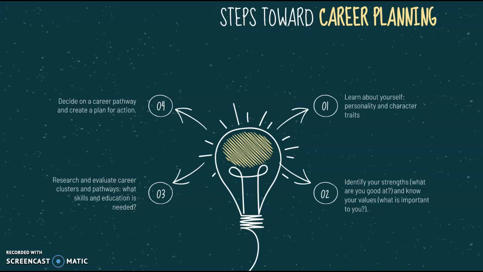And then number 4, this is to decide on a career pathway and create a plan of action. So once you have decided on a career path, how are you going to get there? Much like our goal setting that we just completed, what is your end result? What is your target? What is that career? And what are the steps that you need to take in order to get there?